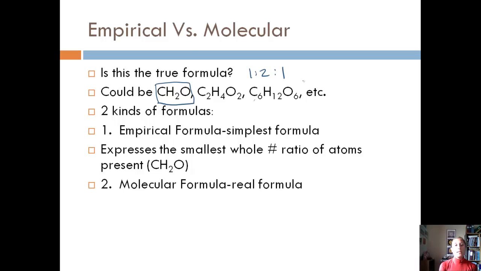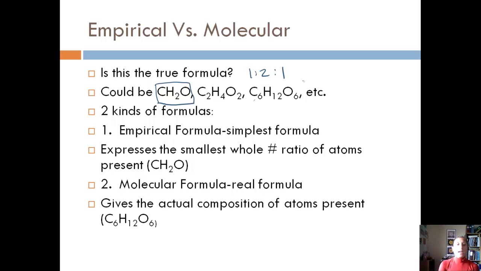The other type of formula is the molecular formula. This is the real formula. This is how it exists in nature. And for CH2O, the real formula, or the molecular formula, is C6H12O6. So it gives the actual composition of atoms present. Notice that the ratio is the same. It's still 1 to 2 to 1. It's just not the simplest ratio anymore.